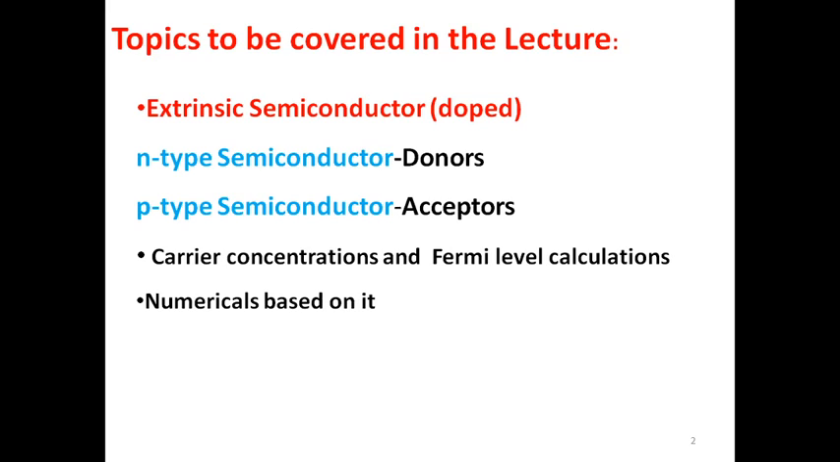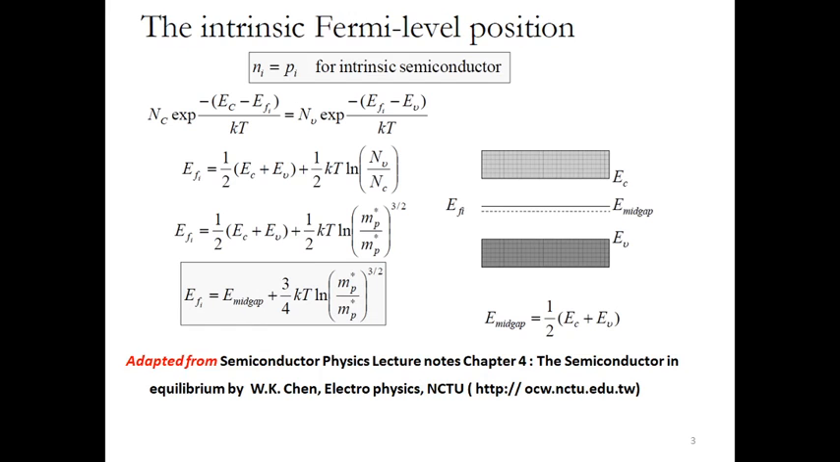And as previously, where we calculated the carrier concentration for intrinsic semiconductor, here we calculate the carrier concentration for the n-type and p-type extrinsic semiconductor, followed by the Fermi level calculation. We also calculate EI, the reference level in the extrinsic semiconductor, and then we will see a number of numericals based on the intrinsic carrier concentration and the extrinsic carrier concentration.